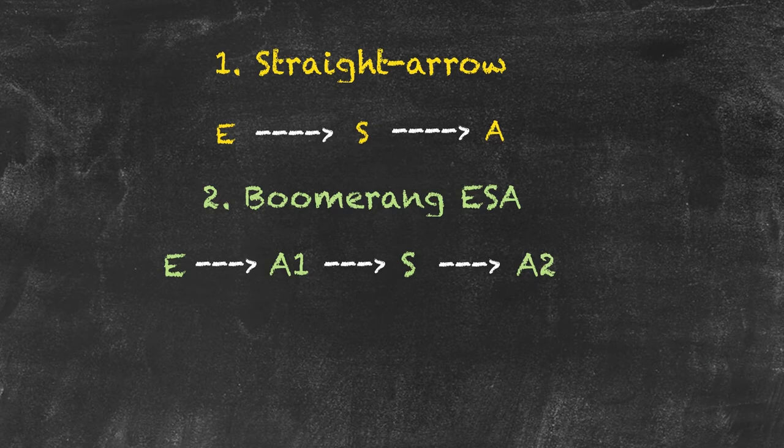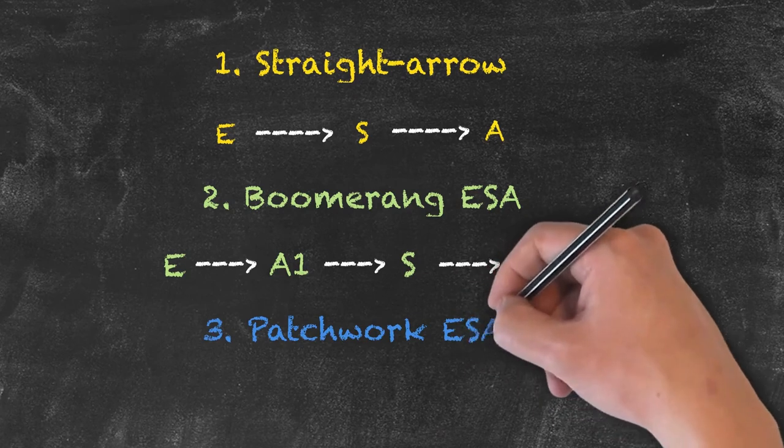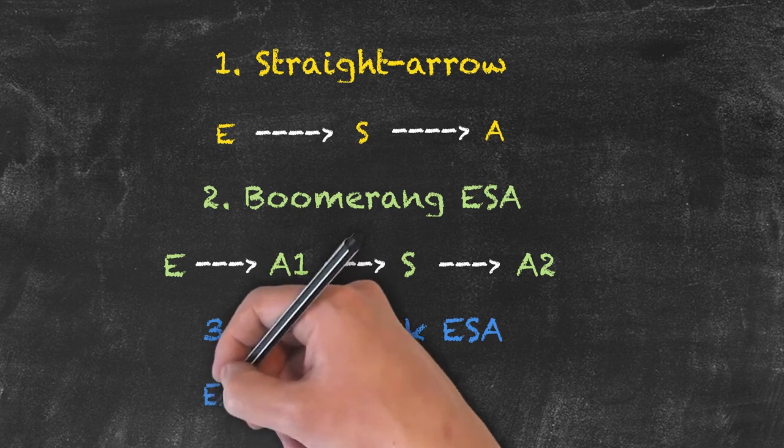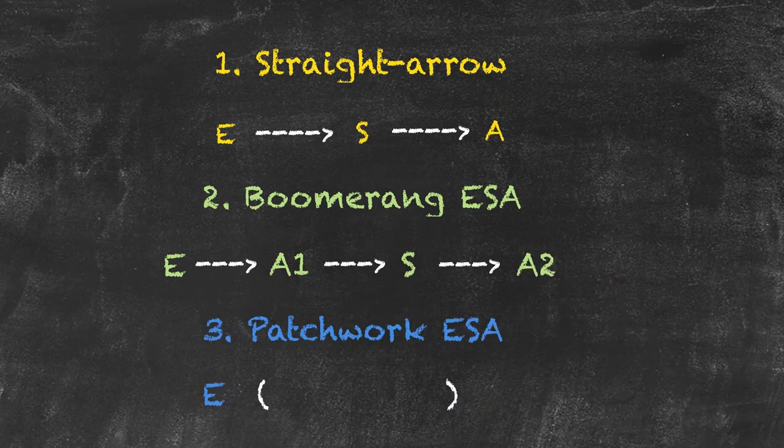In the patchwork ESA lesson, really all we can say here is that we're going to start with an engage phase, we're going to end with an activate phase, and really anything we like can happen in here in terms of the A's and the S's and the E's. So in the patchwork lesson, what we're doing is putting together all of these different components, E, S and A, in no particular order. What we'd like to do now is to have a look at actual examples of each of these three types of lesson so that you get a clearer idea of what they might involve.